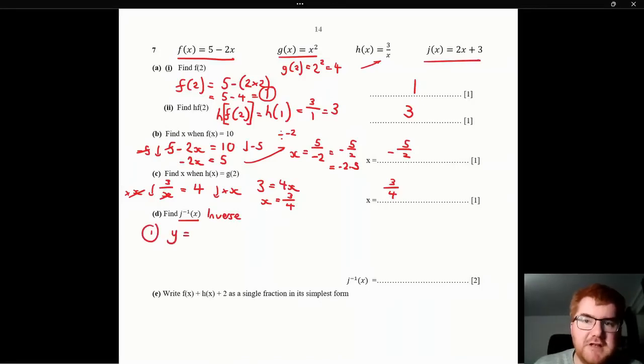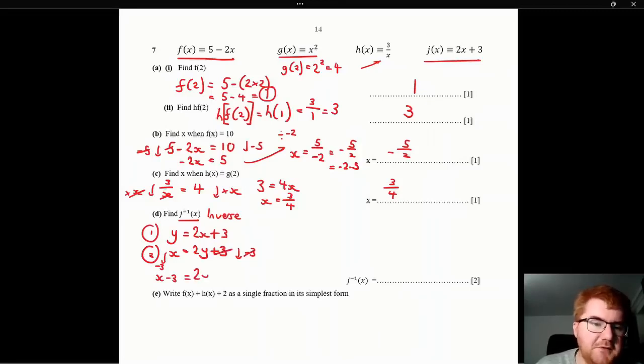First of all, we make the function equal to y. Then we switch over the x's and the y's. And now we want to make y the subject. Easiest way here, we're going to minus 3 from both sides. That gives us x minus 3 is equal to, well, this cancels, so 2y.